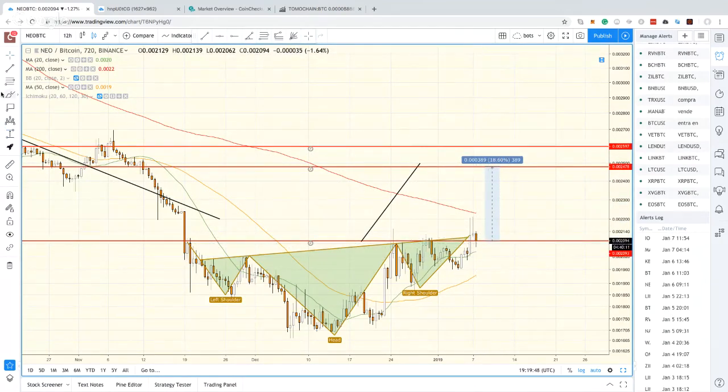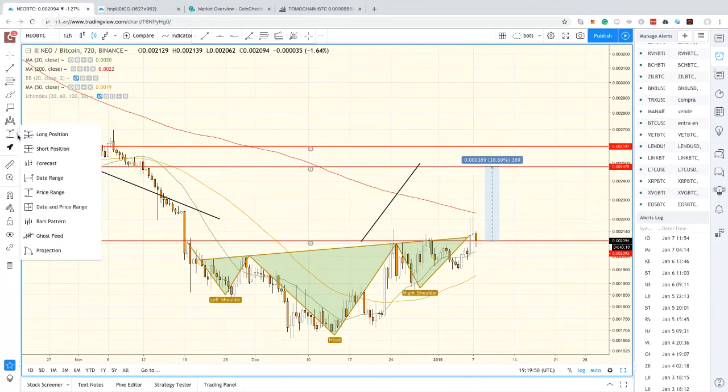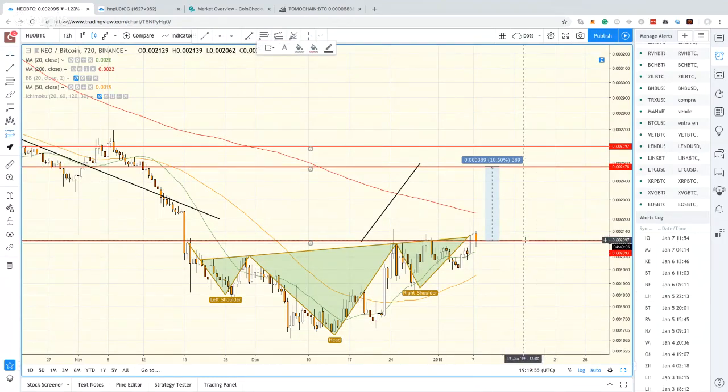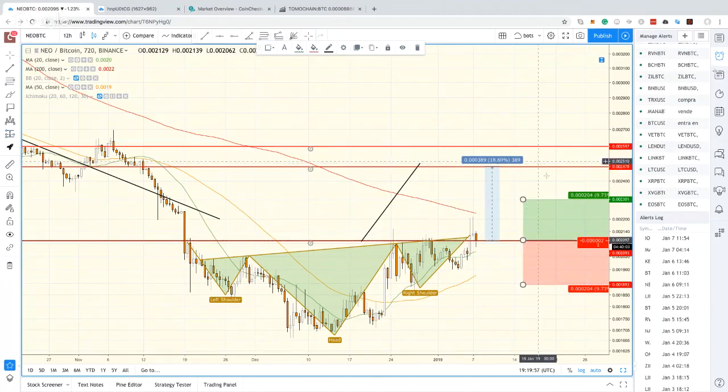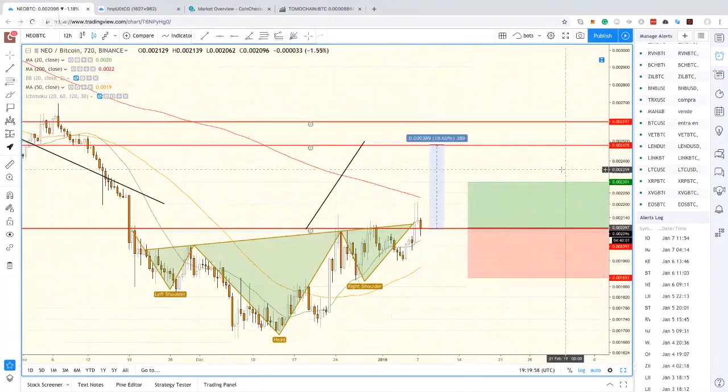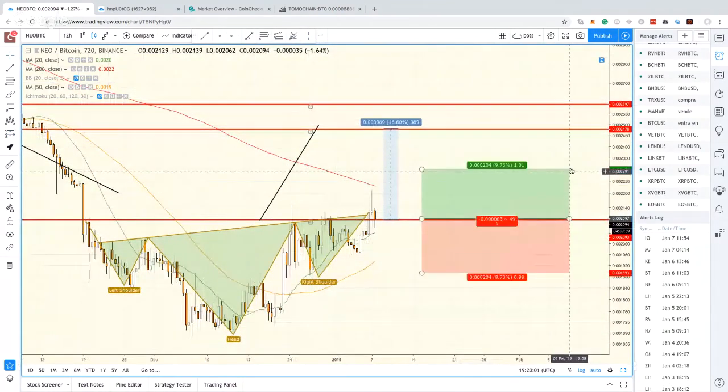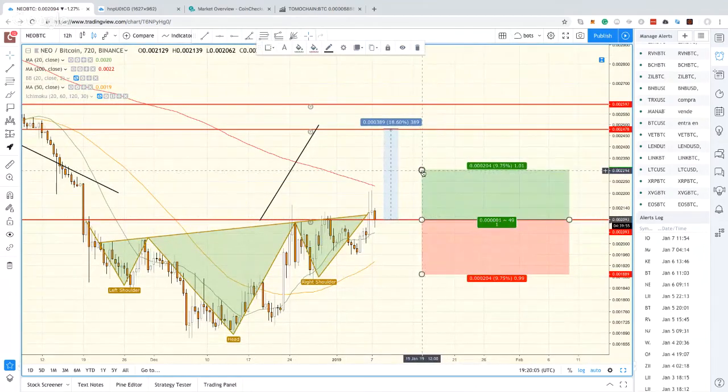Here is retesting. So I've been publishing a lot of charts like this. If it's not clear what this means, I'm just gonna explain it. So this line, the green line, means the target. So I just measure it here, and this is our stop loss.